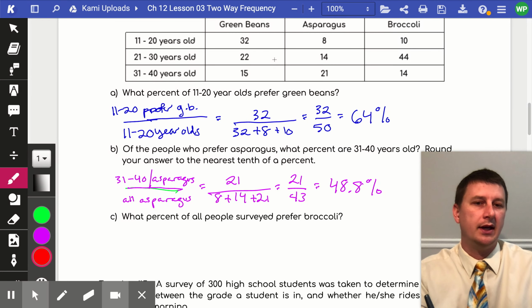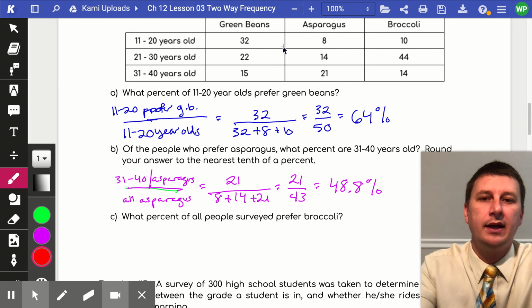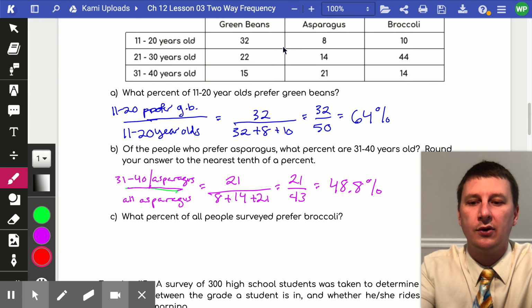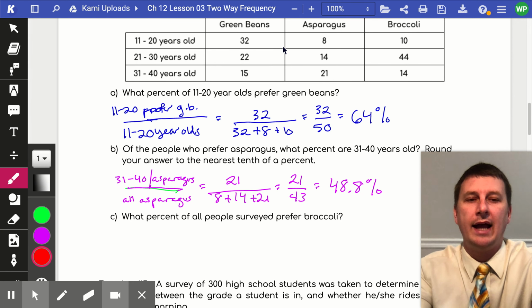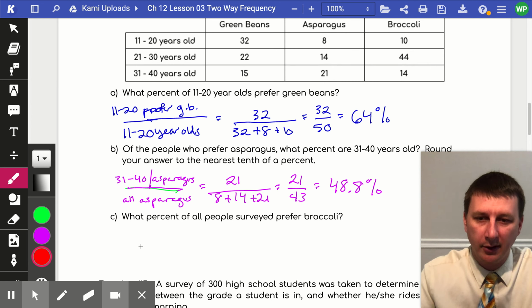32, 22, 15, and so on. So go ahead and you could add those up. We could race right now. 32 plus 22 plus 15 plus 8 plus 14 plus 21 plus 10 plus 44 plus 14. I got 180 total people.